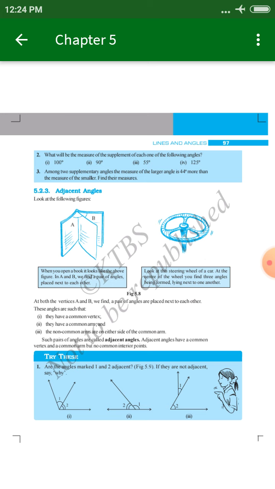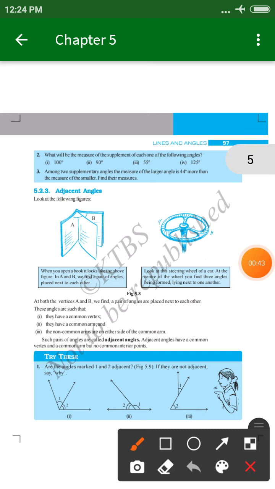So today in this class we shall move on to another type of angle, that is adjacent angle. So what is an adjacent angle? Adjacent means, here see, observe this, try these examples of the problems. These types of angles, adjoining angles, are called adjacent angles.